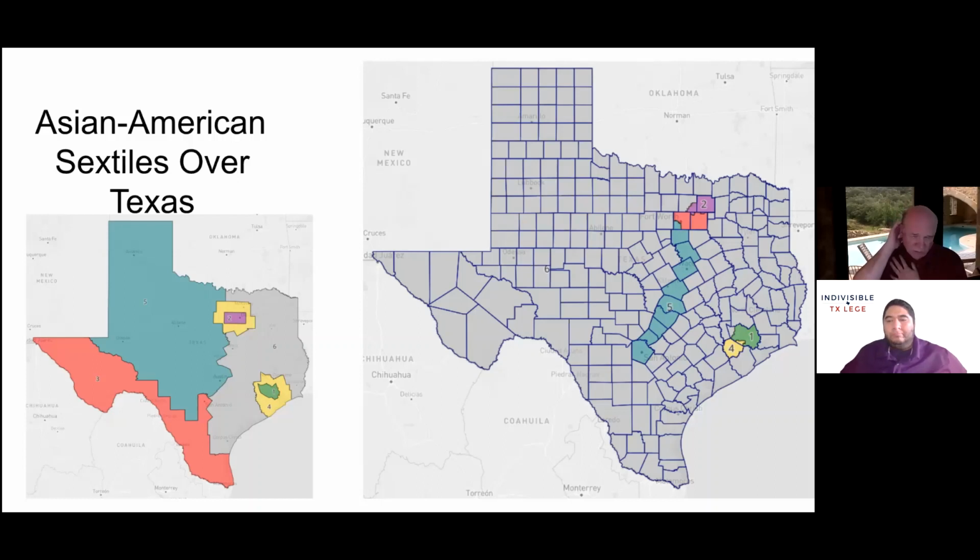Certainly, the Asian Americans in Fort Bend County or Southwest Harris County, those were somewhat Republican groups before, just slightly Republican, and Asian Americans, especially younger Asian Americans, have trended Democratic in the last few elections.